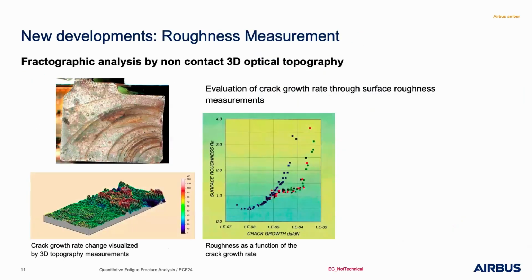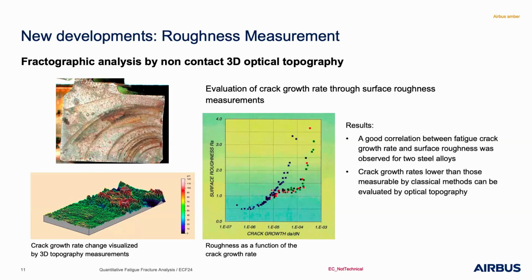So another thing we tried in the last years is the fractographic analysis by non-contact 3D optical topography measurements. This is nothing more than the evaluation of the crack growth rate through roughness measurements. And we got really good results between the fatigue crack growth rate and the roughness for 2 steel alloys. And it was really good that we could also evaluate crack growth rates in these areas, which are in fact a black spot for the striation counting, because in the very first beginning, there are no striations. And so in these areas, it's possible to use this tool.